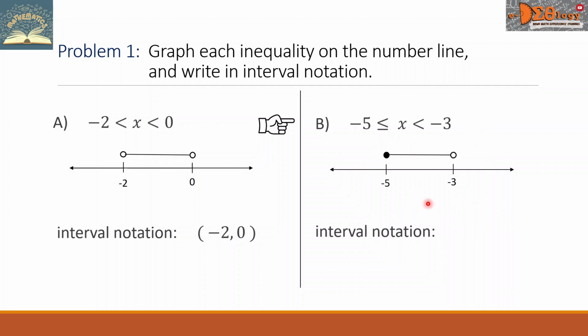For the interval notation, we put the two numbers, -5, -3. Because of the solid dot for the -5, we write a square bracket. For the -3, because of that hole, we put here a closed parenthesis.